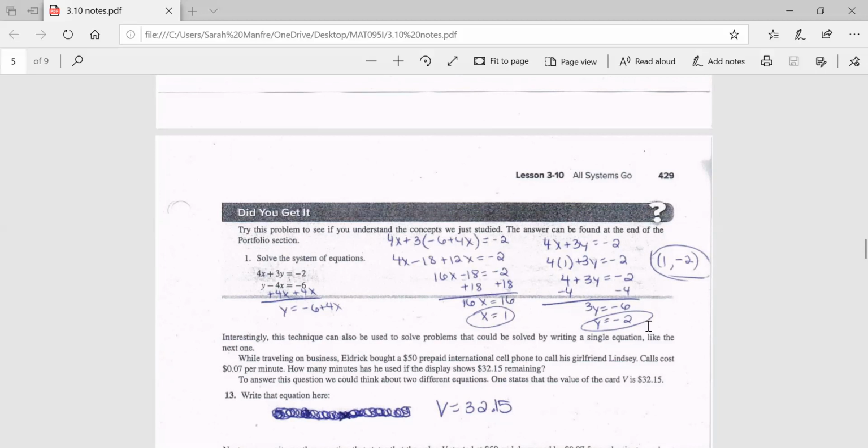And then we have to find y, so I'm going to take my answer of 1 and plug it back into the original problem. 4 times 1 plus 3y equals -2. Solve that equation, and you get y equals -2, and we write our answer as a point.